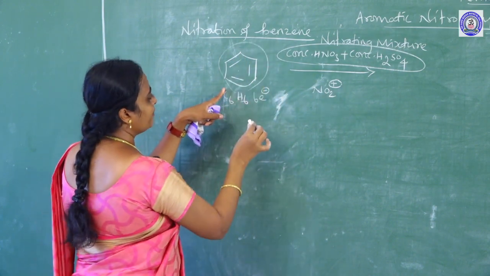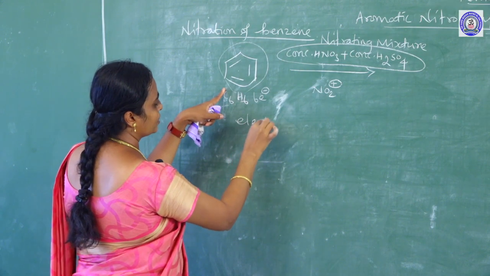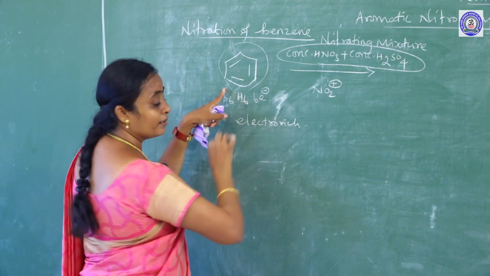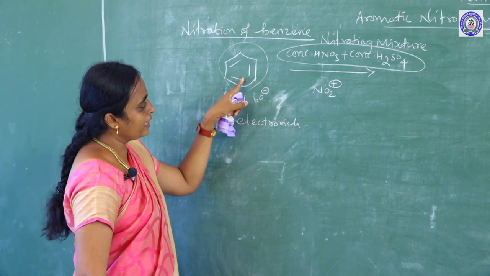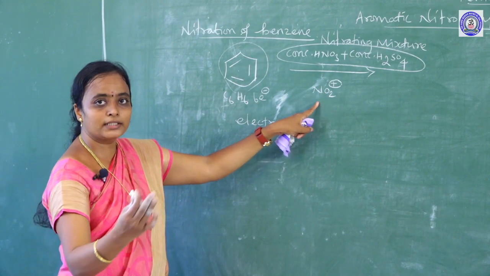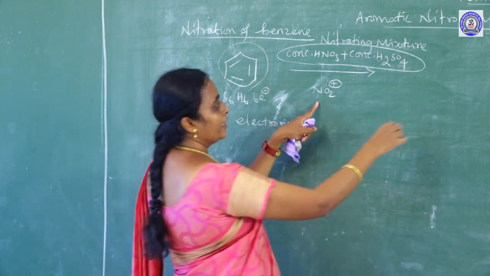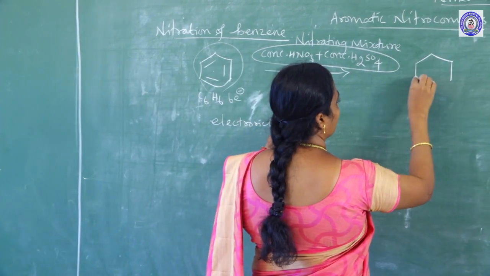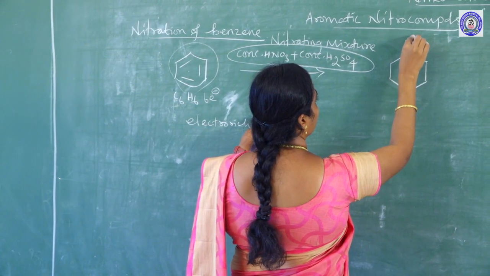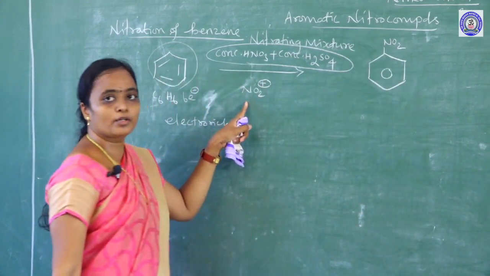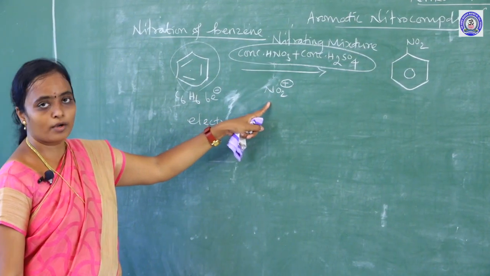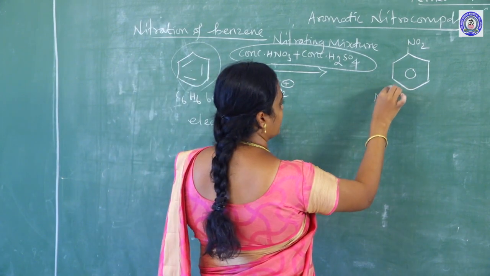On the whole, this benzene ring is electron rich. Electron rich means a negative part. So, the negative part will always approach the positive electrophile, and you get the product: benzene with the attacking electrophile NO2. So, you are going to get nitrobenzene.